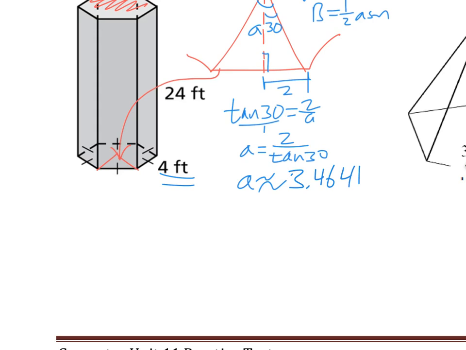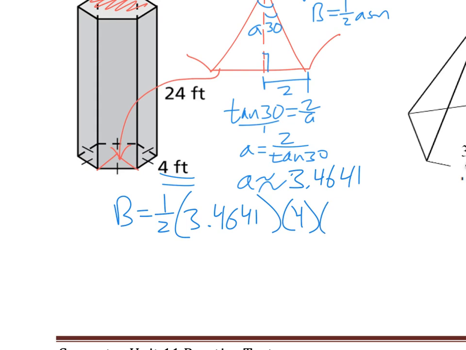And now it's pretty much downhill from there. The base area is 1/2 ASN. 1/2 times the apothem, 3.4641, times the side length, which is 4, times the number of sides, which is 6. That's going to give us about 41.57. And that's volume, so we're talking cubic feet.